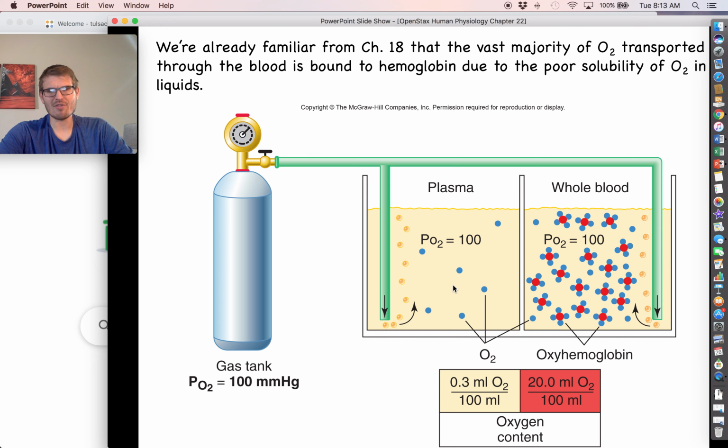So I've already shown you this figure from chapter 18, so I'm not really going to belabor it again, but again, don't forget the difference between the Po2, which is just the oxygen saturated in the blood plasma, and the oxygen that is capable of being bound to hemoglobin. So they're not really the same thing, but of course, hopefully you understand the vast majority of our oxygen that is carried in the blood is carried by hemoglobin.